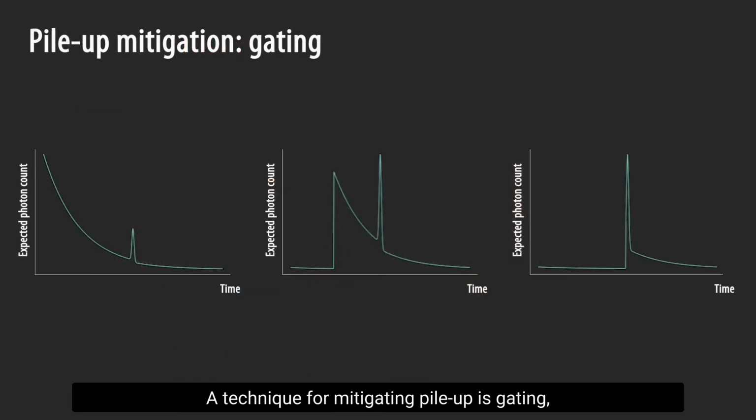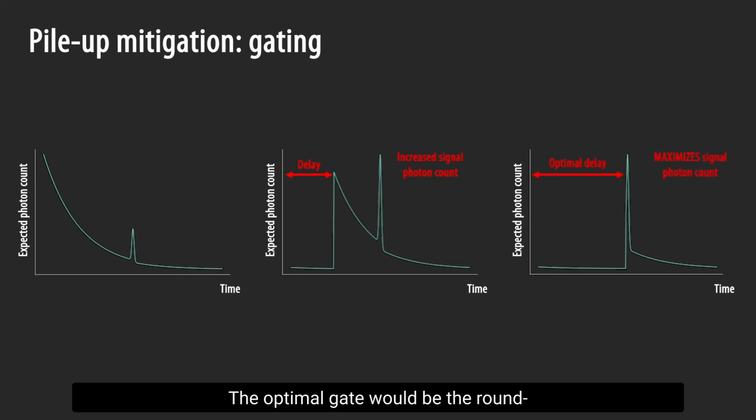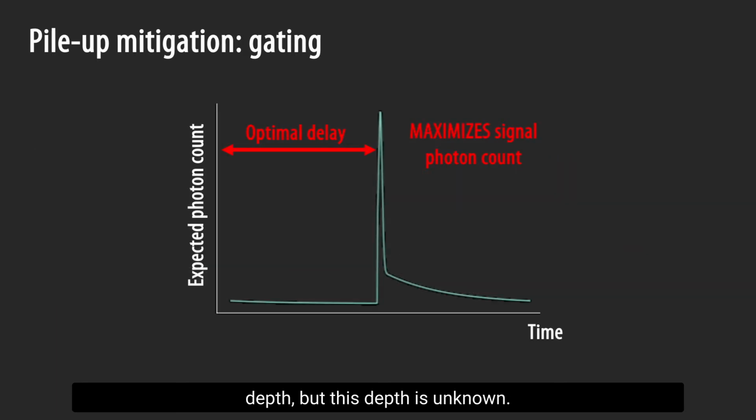The technique for mitigating pileup is gating, a mechanism for controllably delaying SPAD activation to allow the sensor to ignore ambient photons. The optimal gate would be the round-trip laser time corresponding to the true depth, but this depth is unknown. This makes gate selection a difficult problem. Our solution to this problem is adaptive gating.